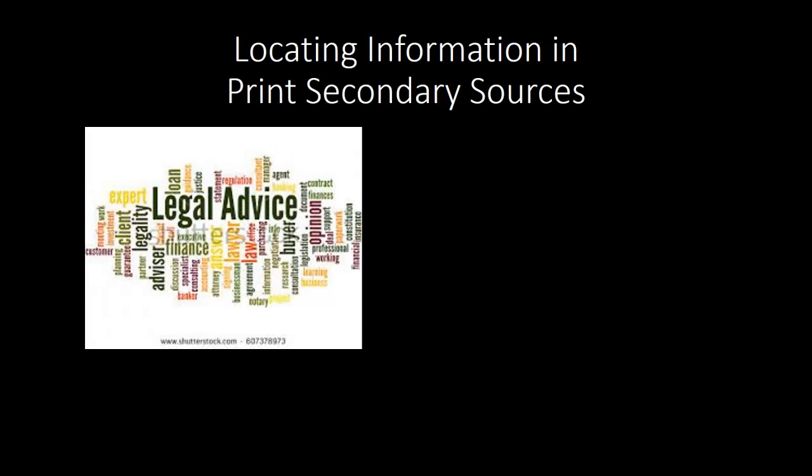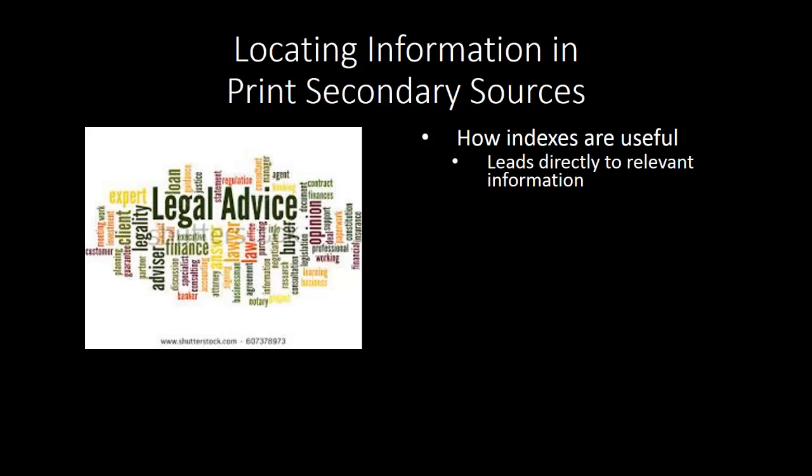In part 1, we talked about the mechanics of using a keyword index to locate information within a print secondary source. Let's talk for a second about why you might want to use a keyword index in the first place. Using a keyword index when utilizing a secondary source like a legal encyclopedia or treatise can be useful in multiple ways. First, using an index is useful because it leads one directly to the part or parts of that secondary source where relevant material is contained.